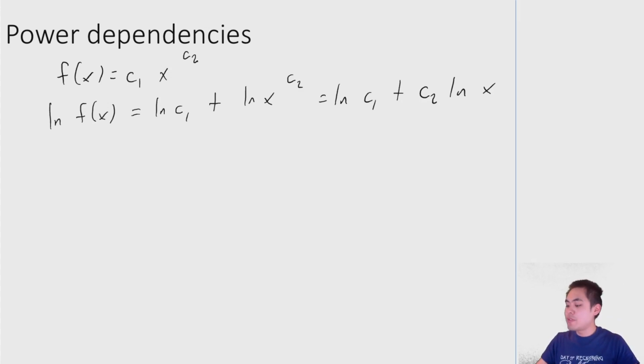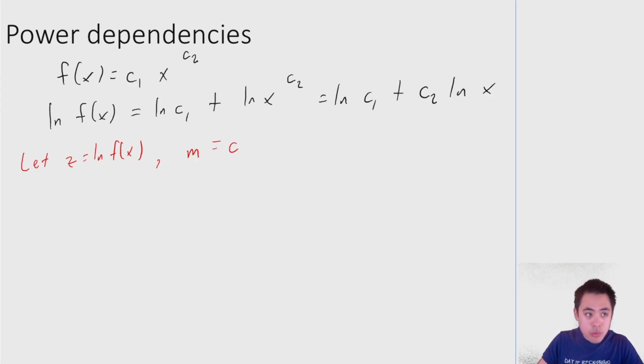So now we do a change of variables. We're going to let z be equal to natural log of f of x. We're going to let m be equal to c2, and we're going to let y be equal to natural log of x, and b be equal to natural log of c1. Once we do that, what do we end up with? And we can, of course, reverse these things by just taking the exponentials instead.